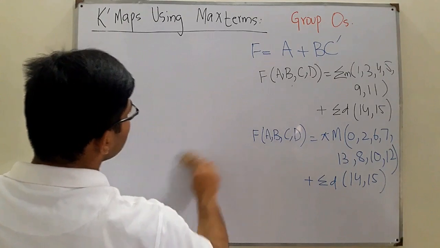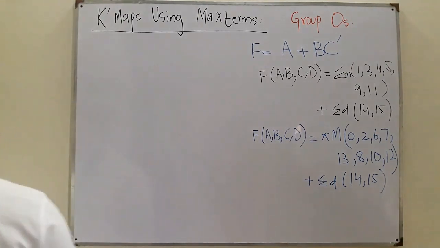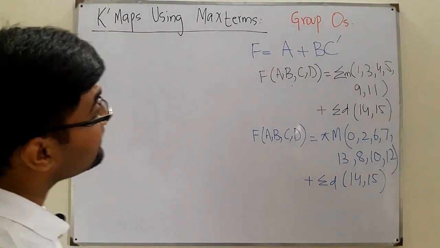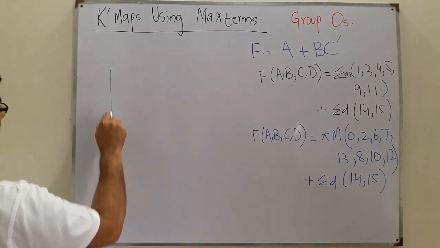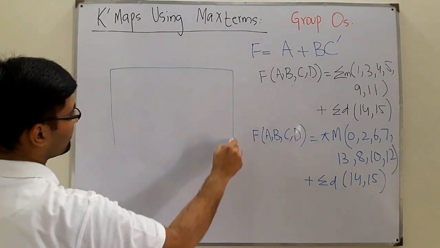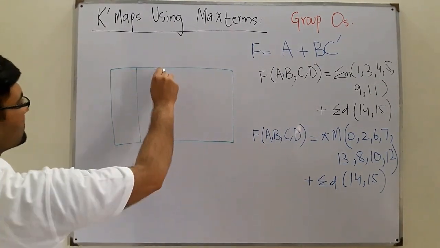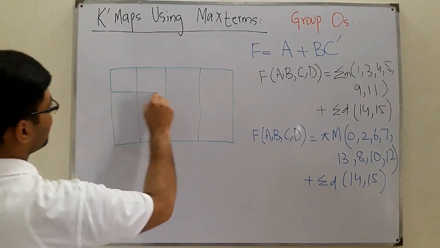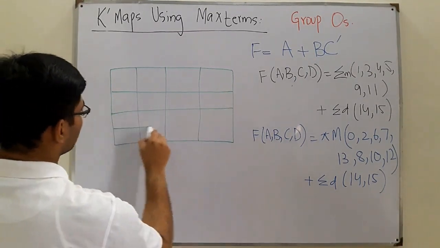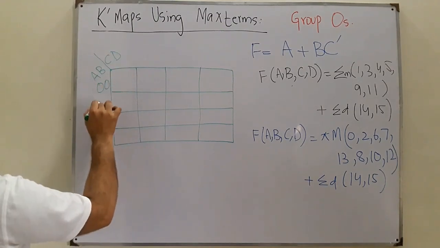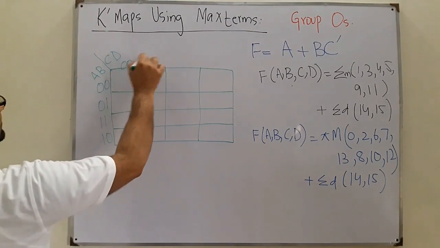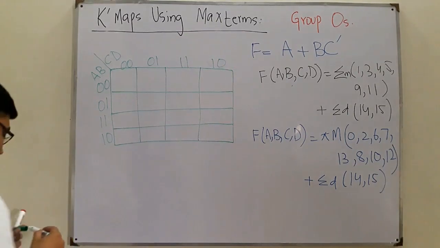So now what do you do? You draw 2 to the power 4, which is 16 cells, a K map. So 16 cells K map you have like this: 1, 2, 3 and 4, all right? And now in the horizontal rows 1, 2, 3 and 4. Now this is your AB and this is your CD. So we have 0 0, 0 1, 1 1, 1 0. Then you have 0 0, 0 1, 1 1, and 1 0, all right?